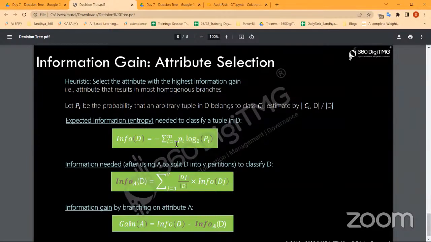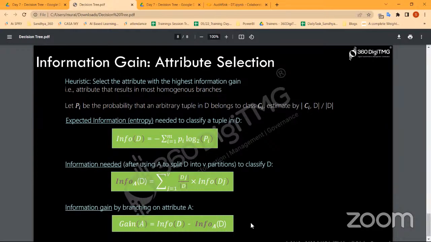And then we have the information needed and information gain. So information needed after using A to split D into V partitions to classify D is given as |Dj| by |D| into Info(Dj). So what is this Info(D)? It is nothing but the entropy. Now, after we got the information needed and also the expected information, which is entropy, we can find out the information gain. So gain is equal to the entropy minus information needed.